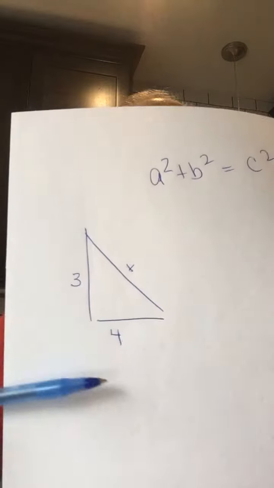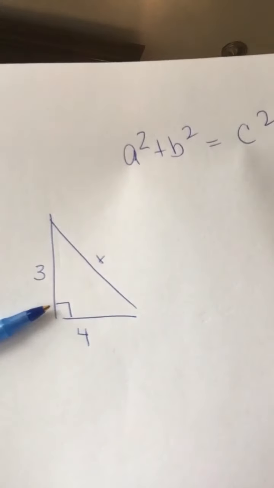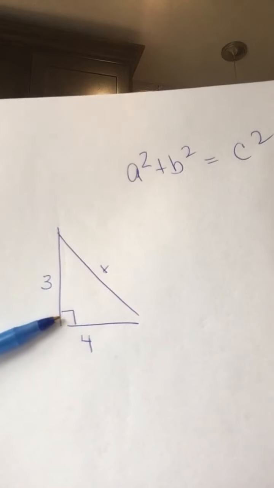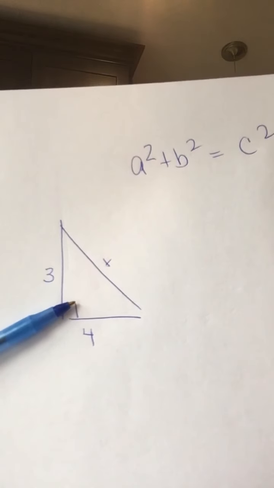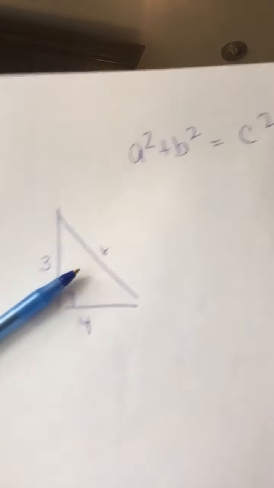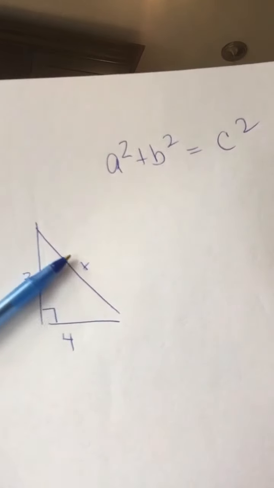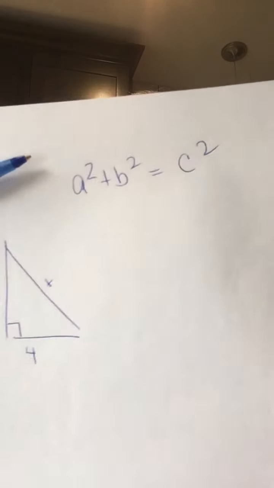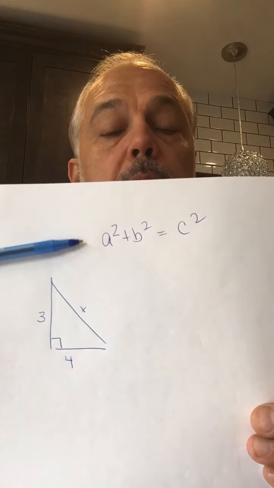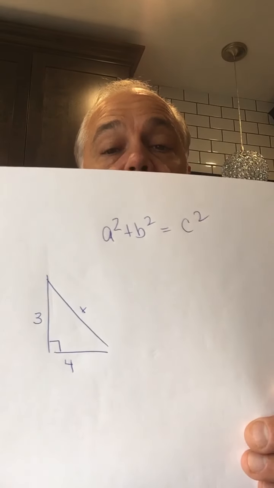Now, 3 and 4 represent the legs of the right triangle. Whenever you see a right triangle, you'll notice there's a little box at the corner. This indicates that it is a right triangle. The line opposite the right angle is known as the hypotenuse. That is where I put my x. I don't know the value of that, but using the Pythagorean theorem, I'm going to be able to determine the length of x.